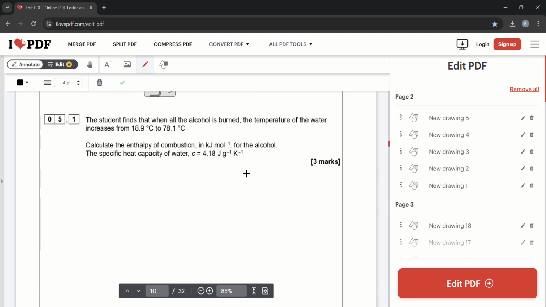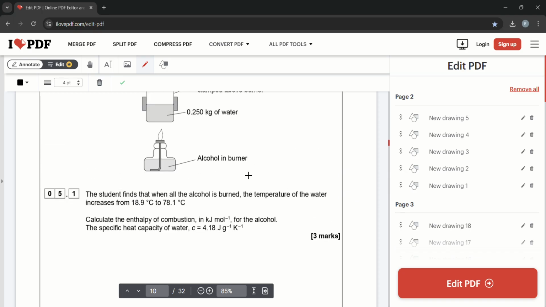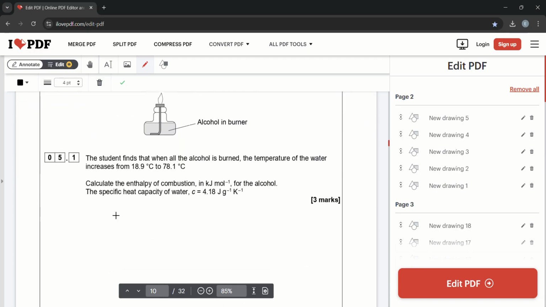Question 5. Calculate the enthalpy of combustion in kilojoules per mole for the alcohol. This is actually not a really difficult question, because I've seen questions where it's 5 marks. The one that I've started to see more commonly is the question where it wants you to find the temperature change, or the final temperature or initial temperature, and you have to find the temperature change and then add it to the initial temperature or subtract from the final temperature. Those are 5 marks, but in this case, calculate the enthalpy of combustion.